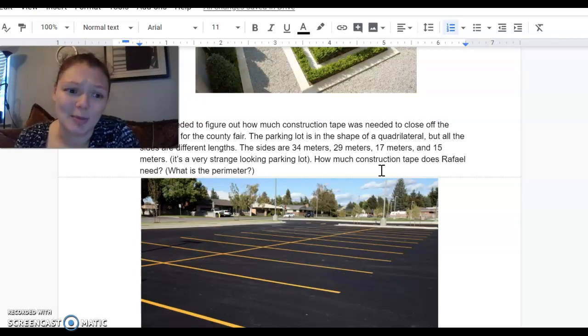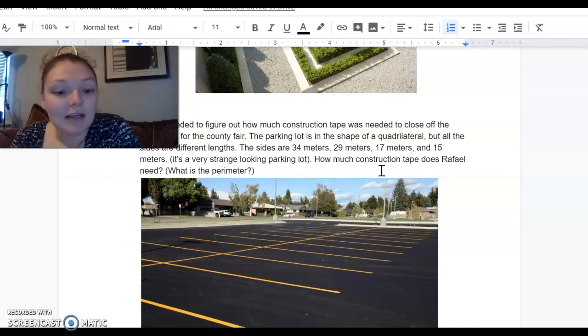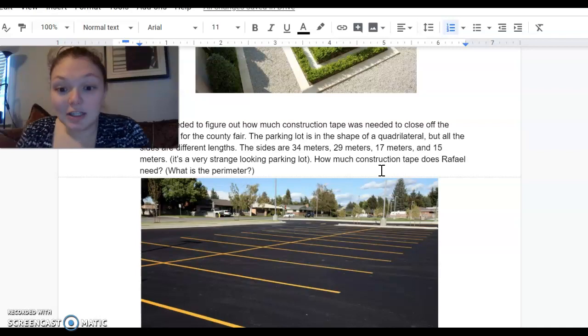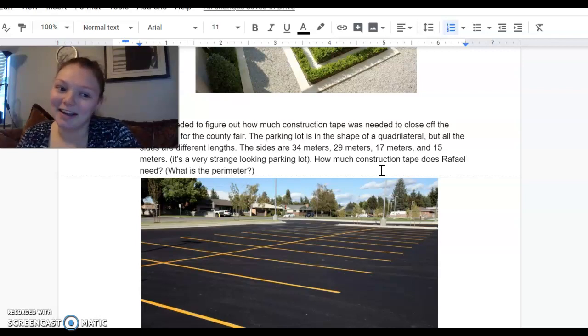It's a very strange looking parking lot, but I just wanted to add that in there because it is a very weird looking parking lot. If you imagine what that would look like, it would look weird. How much construction tape does Raphael need? So you need to find the perimeter, and the perimeter is all of those sides added up. So make sure you're checking your math and doing it, and pause the video so you can do it. And when you unpause, I'll still be here, and I'll be going on to number 4.